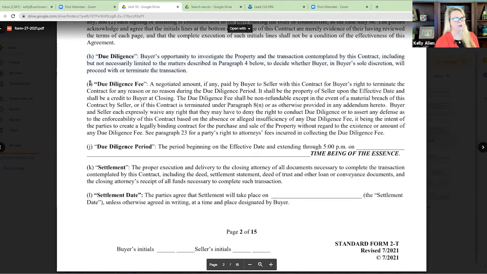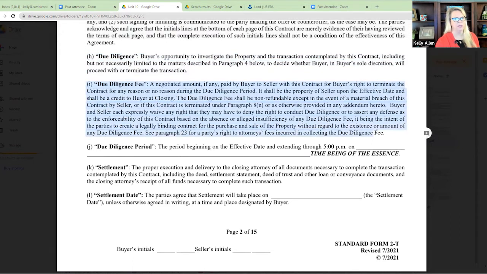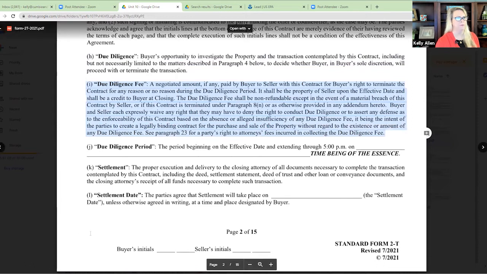Okay. Now, what we're all curious about is the money. What is a due diligence fee? What's up with that? So let's read it. The due diligence fee is defined as a negotiated amount, if any, paid by buyer to seller with this contract for buyer's right to terminate the contract for what? For any reason or no reason during the due diligence period.